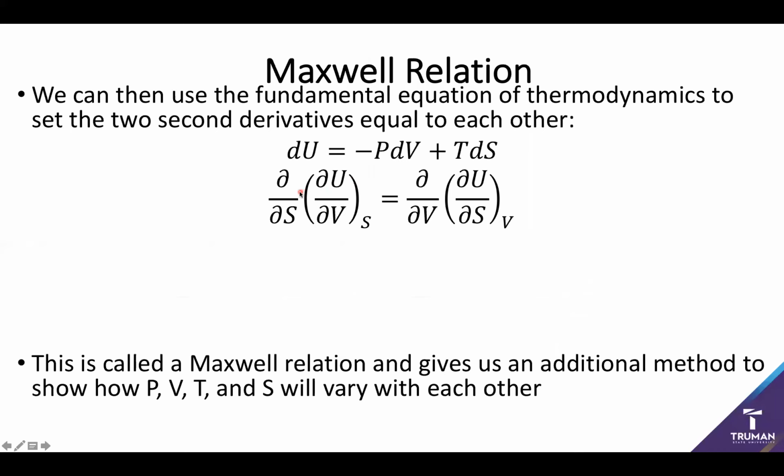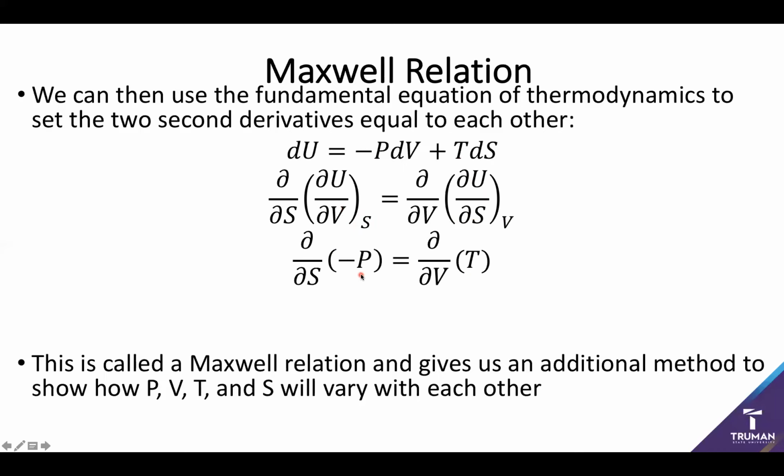Because when I apply this Euler condition, where the derivative with respect to volume followed by entropy is the same as entropy followed by volume, then we can remember that the first derivative of internal energy with respect to volume is negative P. And the first derivative with respect to entropy is T. So I can then go ahead and put these two expressions in for my derivatives. And again, we do maintain isentropic and isochoric conditions when we apply these sets of equations.